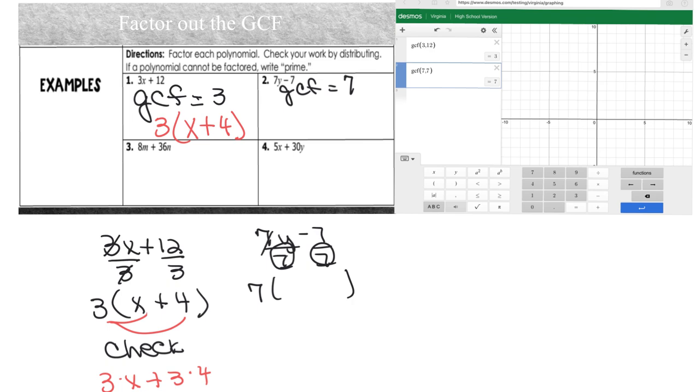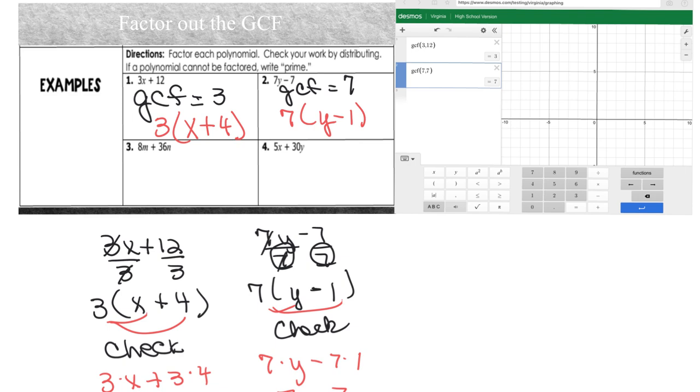7 divided by 7 is y. That is just 1y. Minus 7 divided by 7 is 1. So my answer on this one would be 7 times y minus 1. I can check, and again, I'm going to do the same thing. I'm going to distribute 7 times y minus 7 times 1, which would give me my original problem.